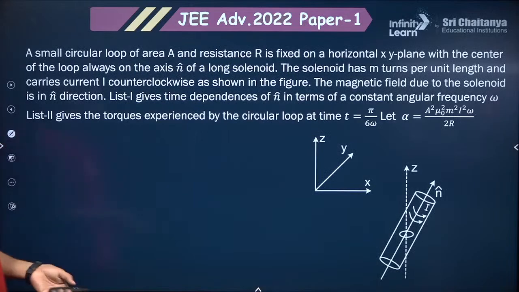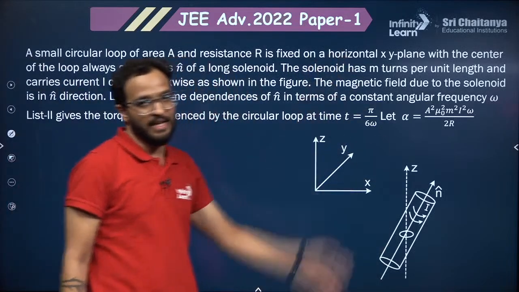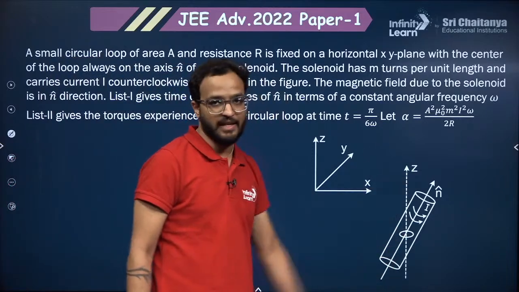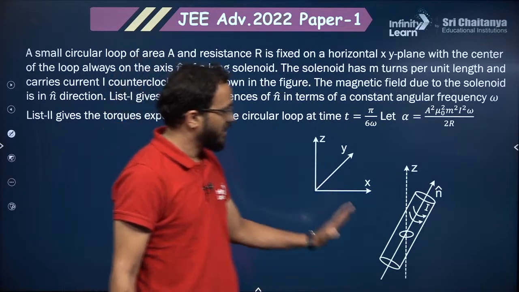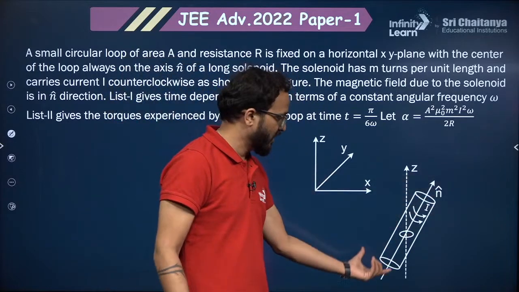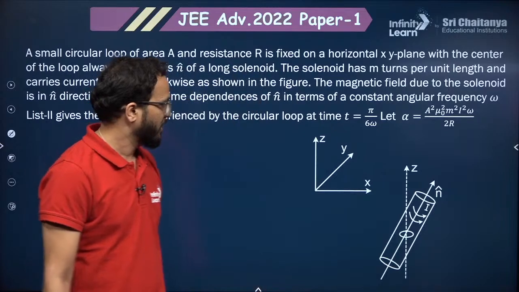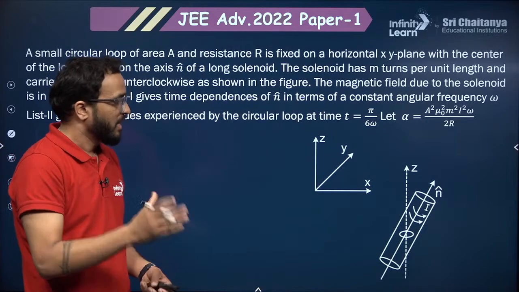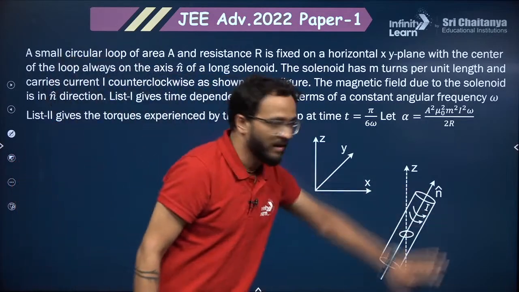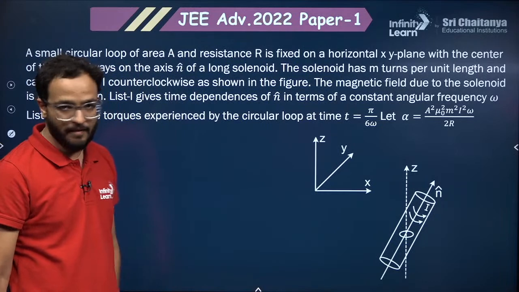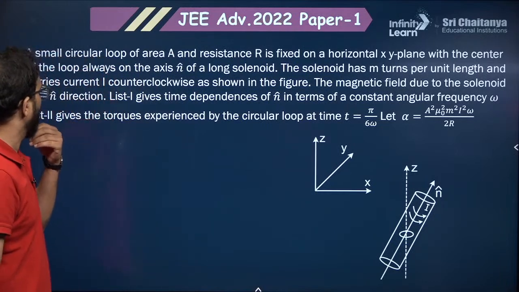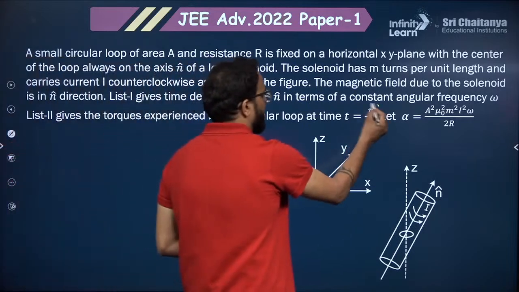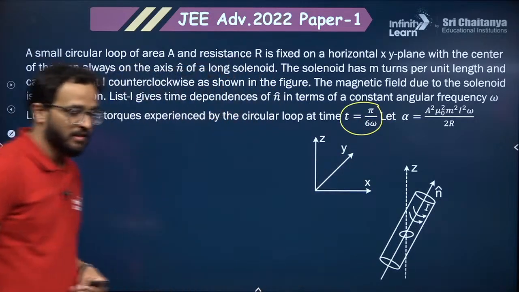So let's begin. What they have given is a ring which is kept in the xy plane, and its area vector is along the z axis, okay? And at some particular angle, along this particular vector n cap, they have arranged a solenoid here, okay? Clear? So this is the xy plane where the ring is kept, and the solenoid is arranged along this n cap vector. Clear? Now what are they asking us? They are asking us to find the torque experienced by the circular loop at time t equals pi by 6 omega. Okay? Clear?